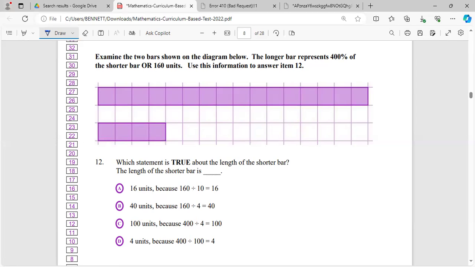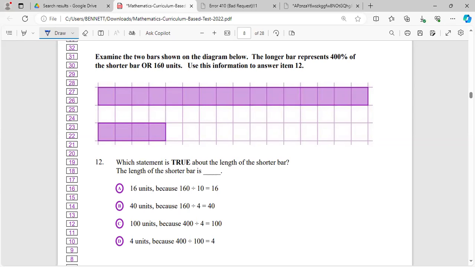I think it's A. A, 16 units, because 160 divided by 10 is 16. Okay. Any other opinion? Somebody said they think it's A.